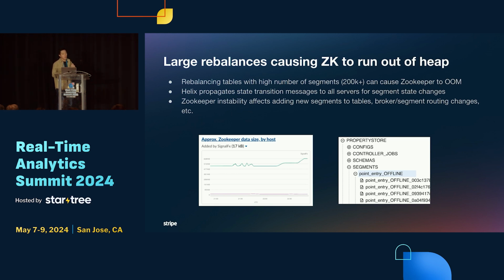The other issue was that rebalances cause Helix to issue many state transitions to server nodes to make sure servers update their local segments, as segments need to move around as part of the rebalance. When we observed Zookeeper running out of memory, this caused a series of leader elections. Zookeeper was falling over. Overall, it was a pretty bad time. And we also saw reads and writes become unstable, which impacted other tables on the cluster.